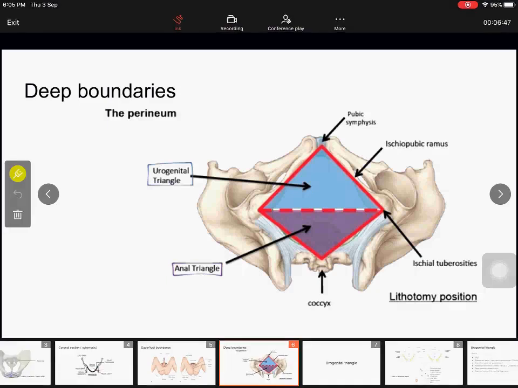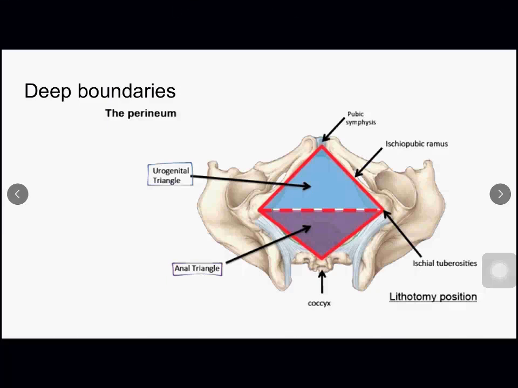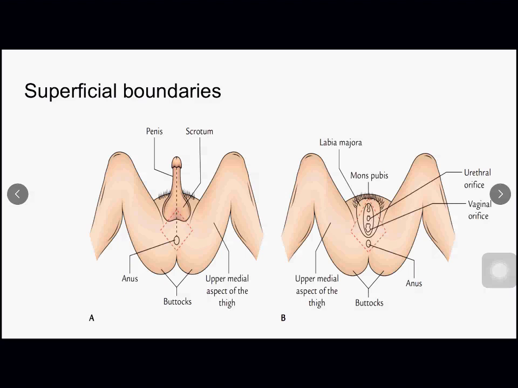Okay. So this diamond-shaped perineum can be divided into two triangles by an imaginary transverse line. I'll repeat the superficial boundaries once again. In males, the superficial anterior boundary will be your penis and the scrotum, posteriorly will be your natal cleft, and on either side you have the upper medial aspect of the thigh.